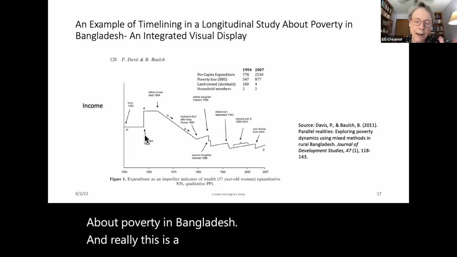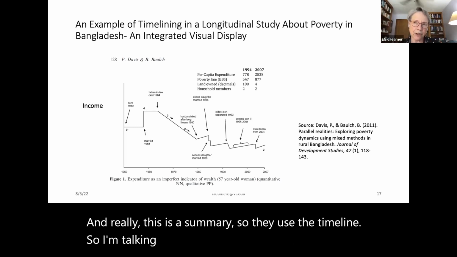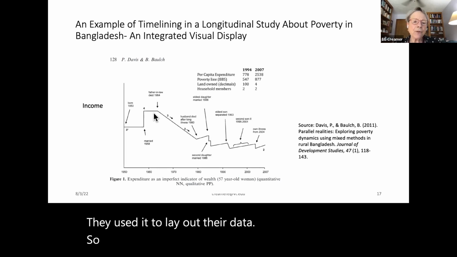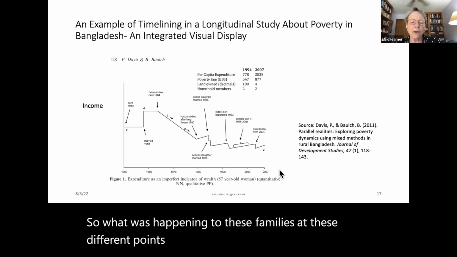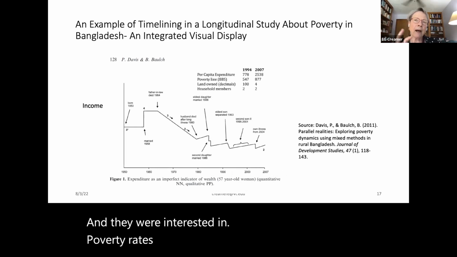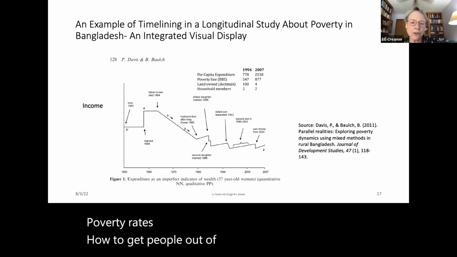And really, this is a summary. So they used the timeline. So I'm talking about using it during data collection. They used it to lay out their data. So what was happening to these families at these different points of time? And they were interested in poverty rates, how to get people out of poverty, what pushed them into poverty.